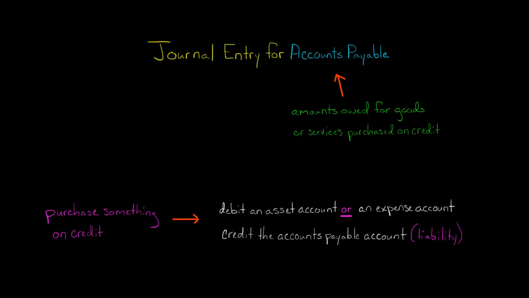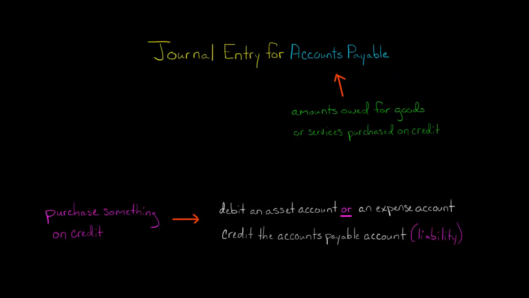If you look at just about any company's balance sheet, you'll see something called accounts payable. Accounts payable is a liability, and it represents amounts owed for goods or services that the company has purchased on credit. So, for example, if a company buys inventory but it hasn't yet paid for the inventory, it would record accounts payable. Now, accounts payable is typically categorized as a current liability, and it's sometimes referred to as trade payables instead of accounts payable, but they mean the same thing.